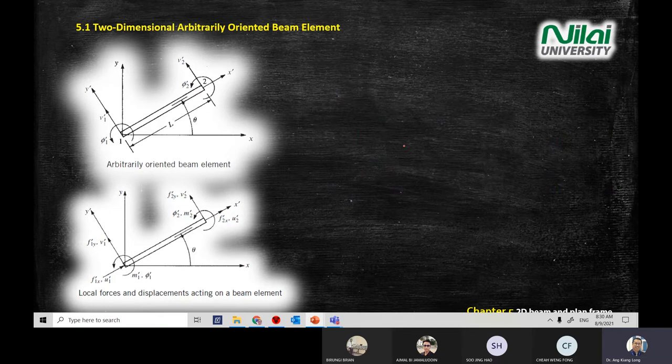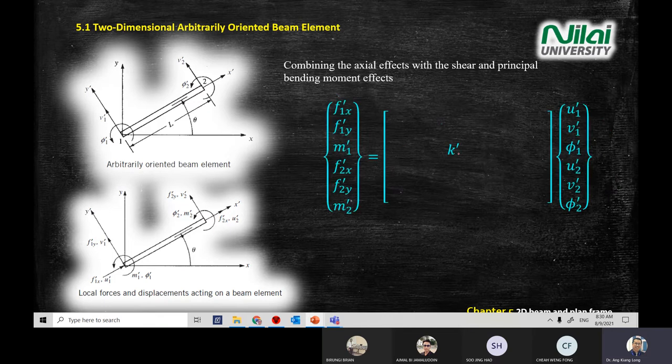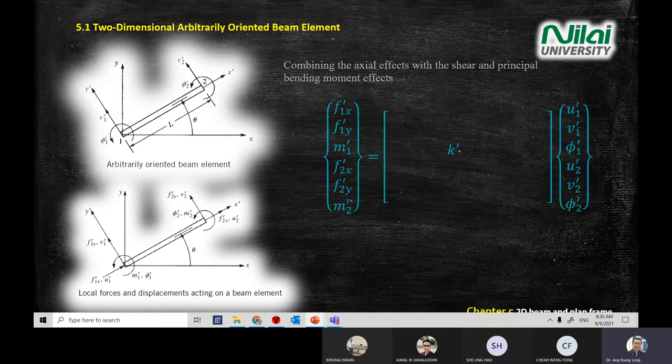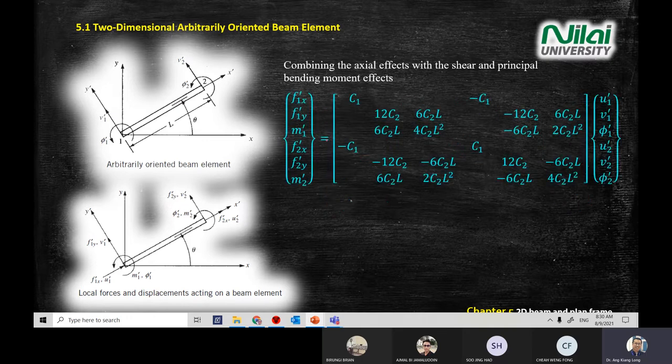Then you combine the K matrix that we derived just now, and we arrive at a complete matrix. The blank space is zero. You get C1, C2. The C1 is AE divided by L. A is area. E is modulus Young or elasticity constant value. L is the length of the beam. C2 is EI divided by L cube.